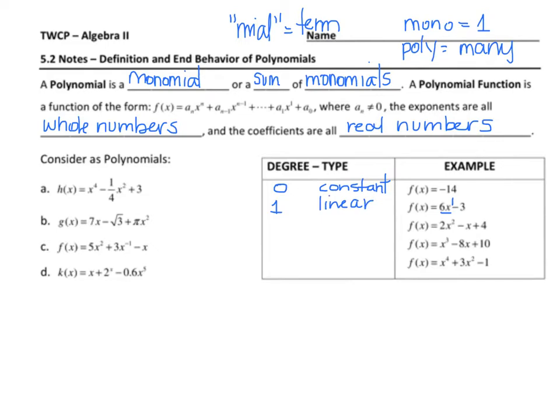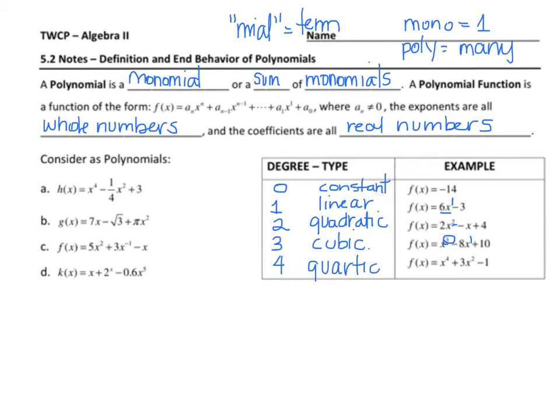That's called a linear. Okay, here's my degree of 2, and it's called a quadratic. Here's a degree of 3. Notice I have a degree of 1 here, but I'm looking for the largest degree, which would be that 3. So this first one is a degree of 3, and it's called a cubic. And now we're looking at a degree of 4, which is called a quartic.